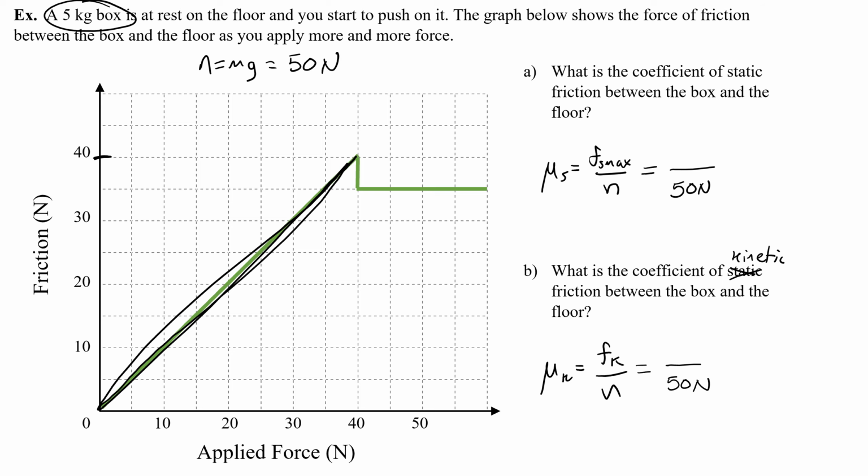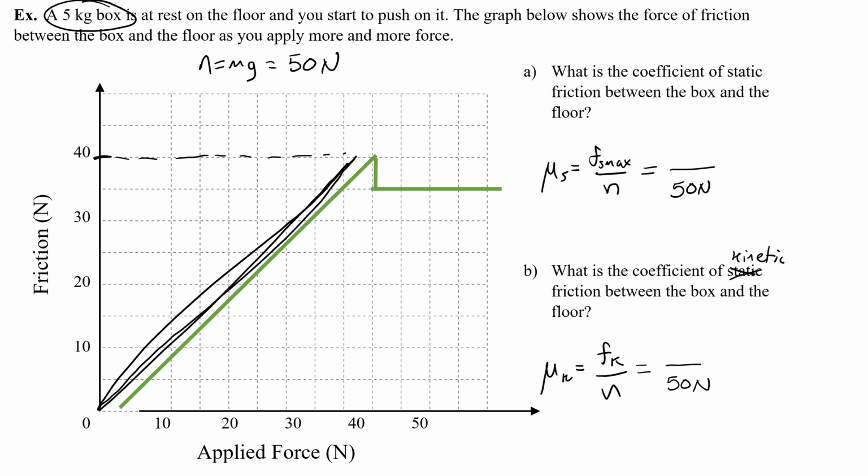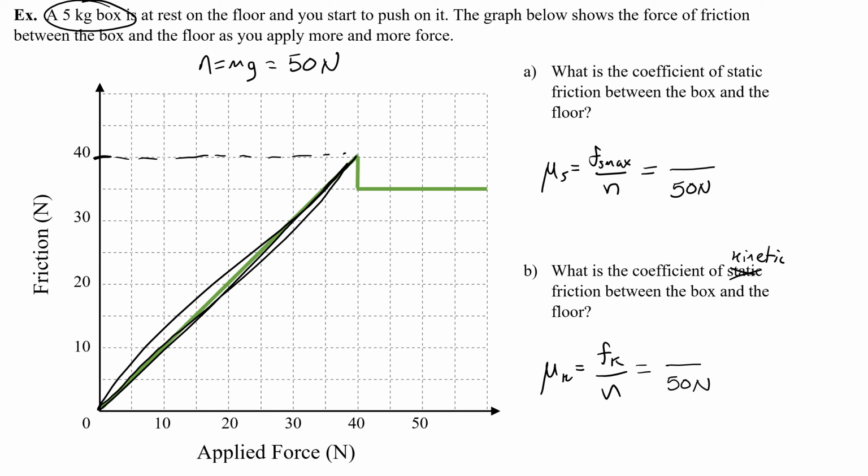And 40 appears to be the maximum static friction, so F s max. Okay, great. So 40 is what I use to find the coefficient of static friction. And 40 newtons divided by 50 newtons is going to give me 4/5 or 0.8. And again, remember, the coefficient is unitless because the newtons cancel each other out.